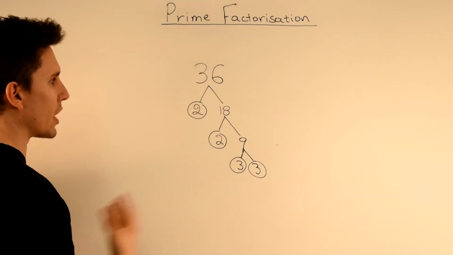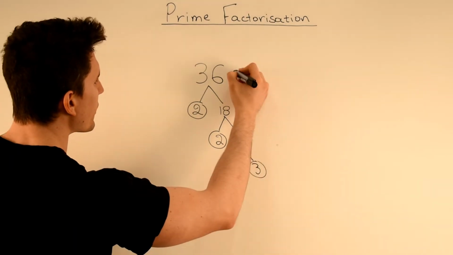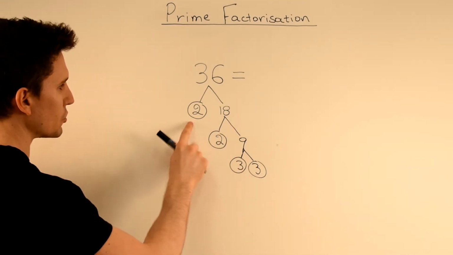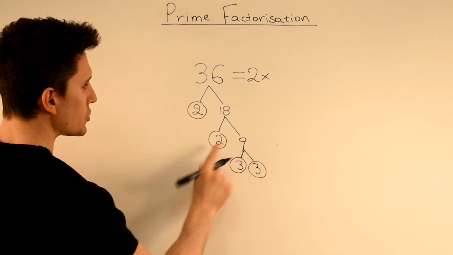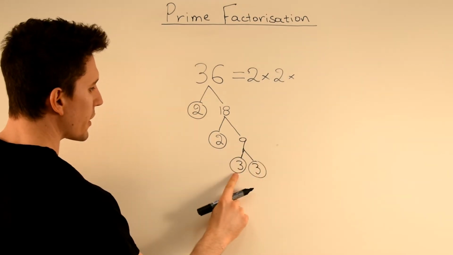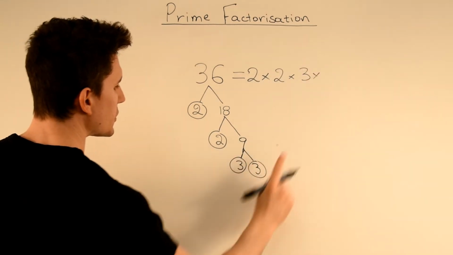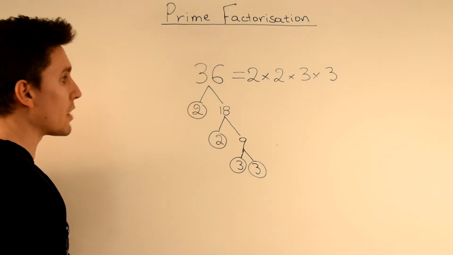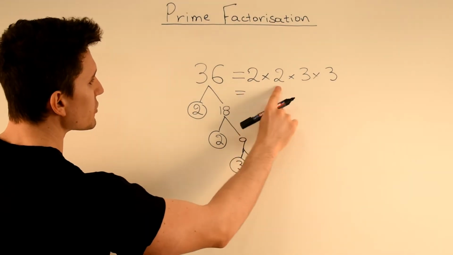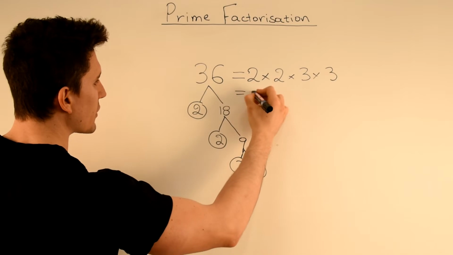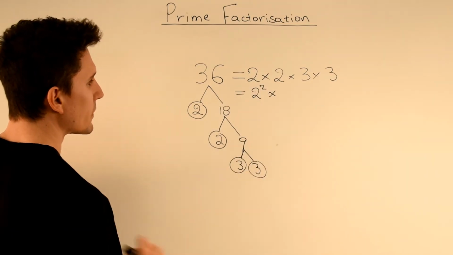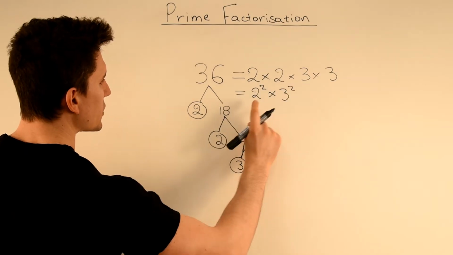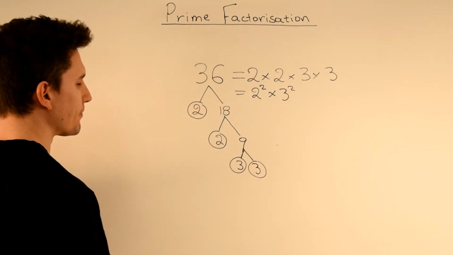And now we are ready to answer the question. So how do we write down 36 as a product of prime numbers? Well, we can write it down as 2 times 2 times 3 times 3. And another way of writing this down would be, as 2 times 2 gives us 2 squared, and 3 times 3 gives us 3 squared, so we can write it down as 2 squared times 3 squared.